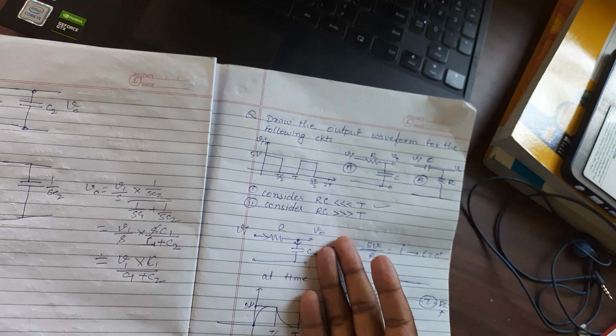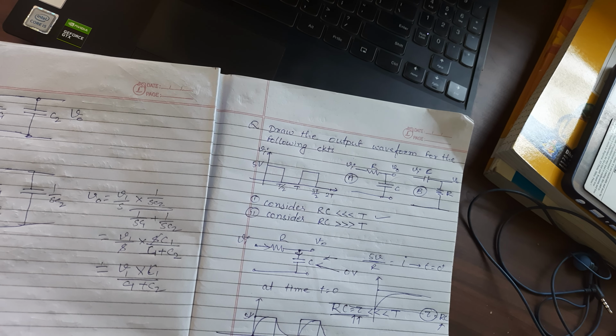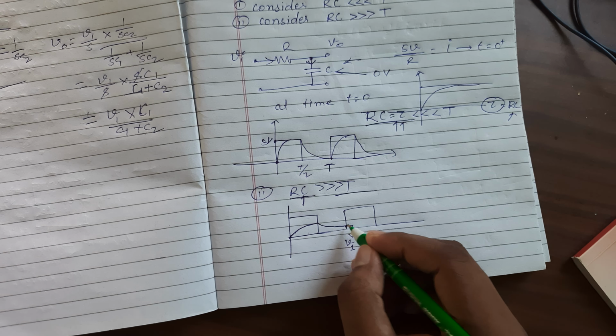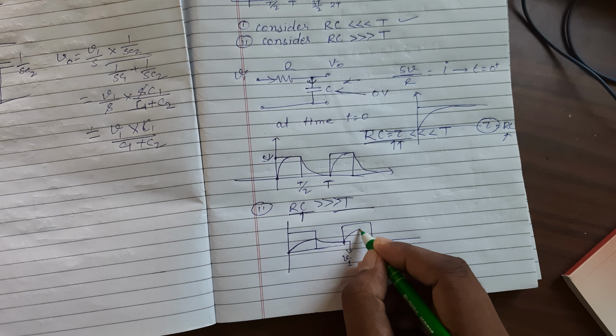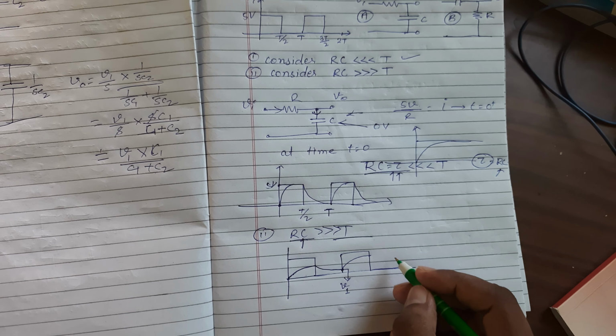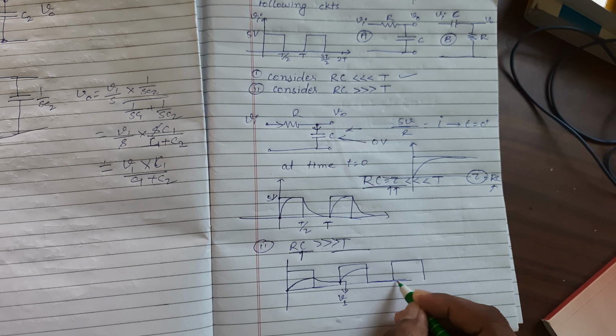It will again try to achieve the final value like 5 volt, but since its time constant is so very large, it will eventually not be able to charge up to its final value, so it will reach somewhere here. This process will now continue until it achieves some steady state.